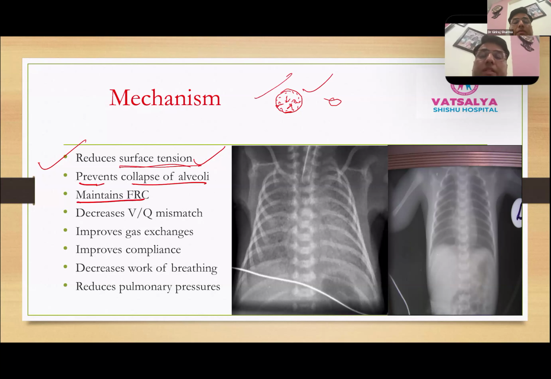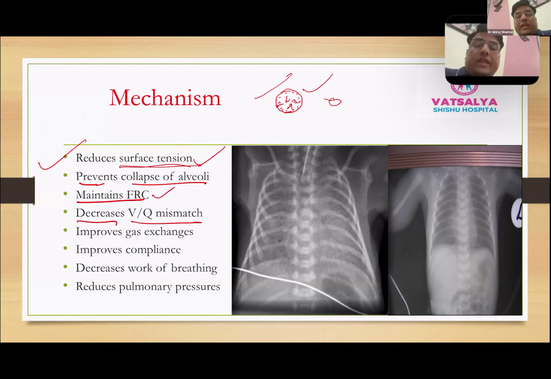It also maintains the FRC, the functional residual capacity. The lung volume after expiration is called functional residual capacity, and that will be maintained if the alveoli are open. And this will decrease the ventilation perfusion, or VQ, mismatch. Because of the expansion and opening of the alveoli, there will be a decrease in ventilation perfusion mismatch, or improved ventilation perfusion matching.